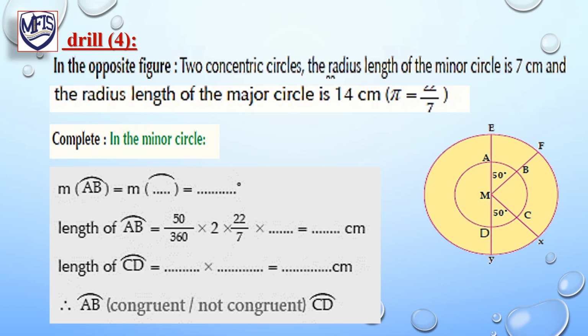I want to find the measure of arc AB, the length of arc AB, and the length of arc CD, and he asked me if arc AB and arc CD are congruent or not congruent. Now, let's see the answers.